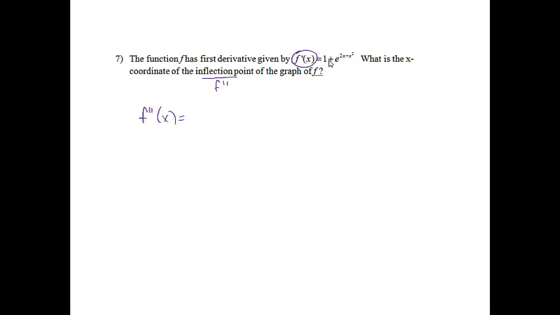So let's see if we can do this. Okay, the derivative of 1 is just 0. The derivative of e to anything, remember, is just e to the same thing, and then we have to multiply by du. So the derivative of e to the 2x minus x squared is e to the 2x minus x squared, and then I have to multiply by the derivative of the 2x minus x squared, which will be 2 minus 2x.